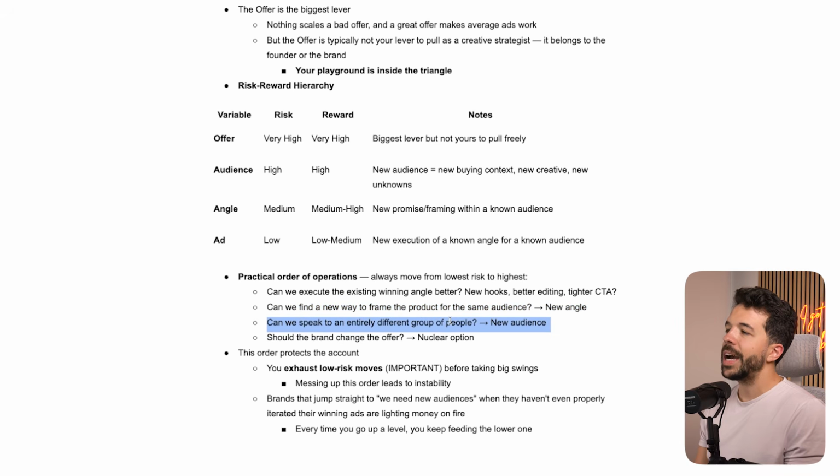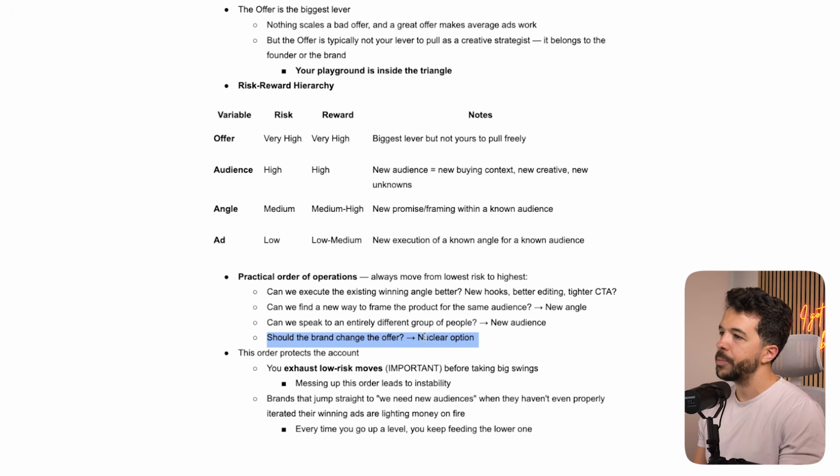Can we speak to an entire different group of people, a new audience? Should the brand change the offer? This is obviously the nuclear option. This order protects the account. You exhaust low-risk moves first, very important, then you take big swings.